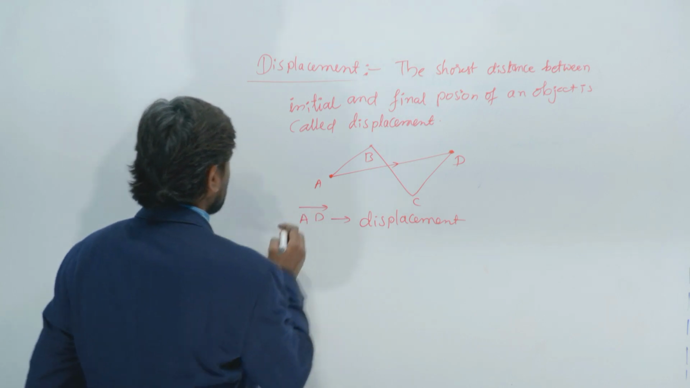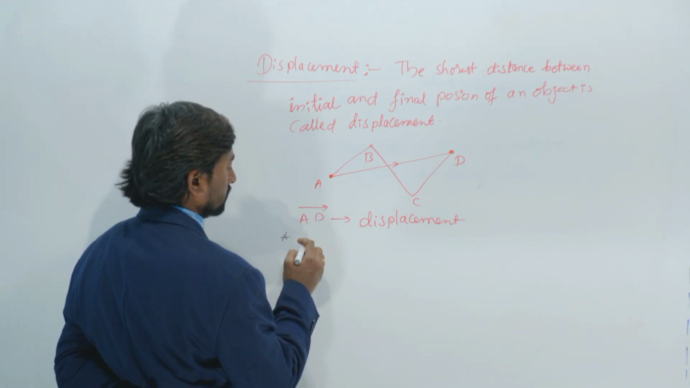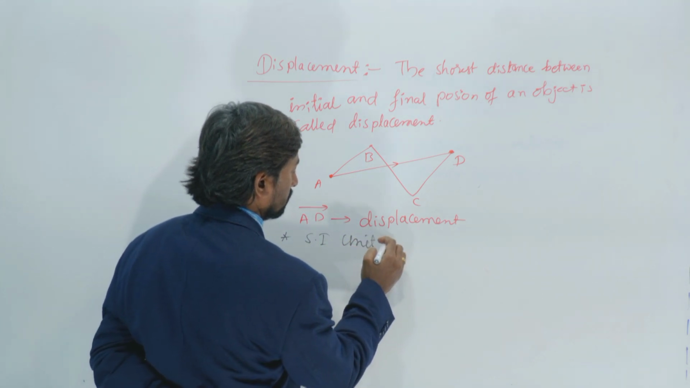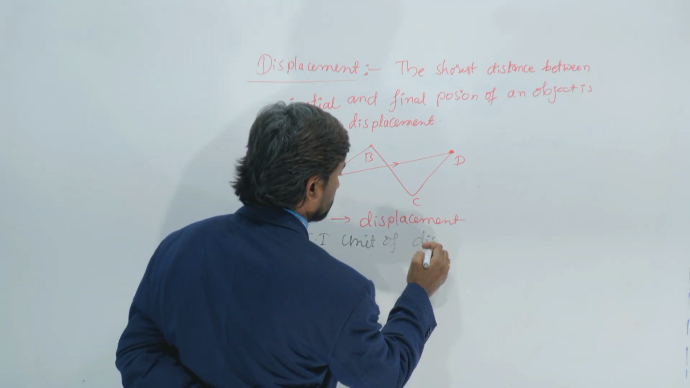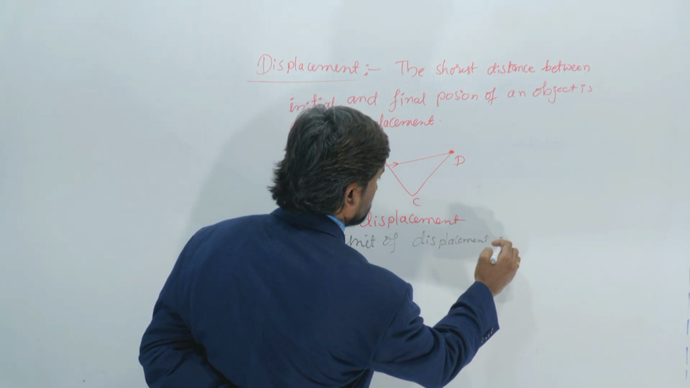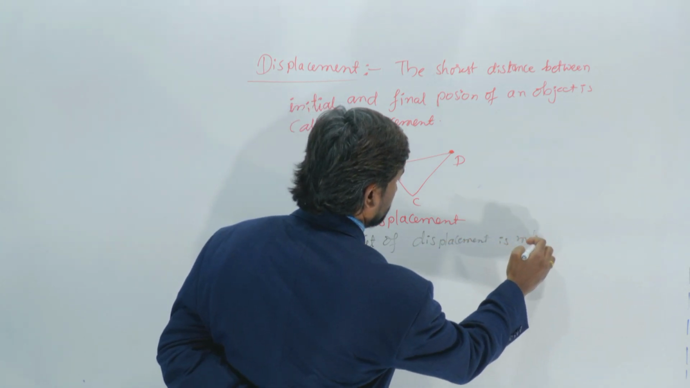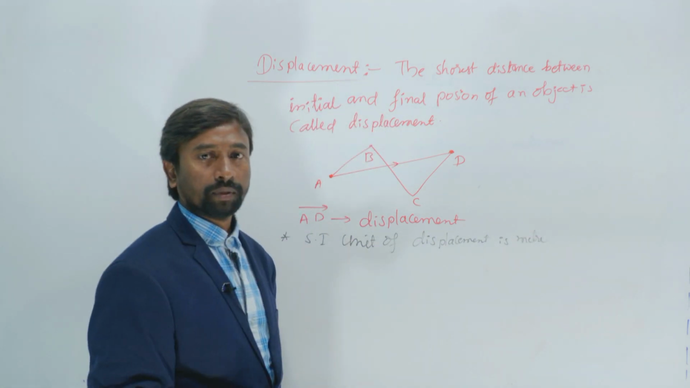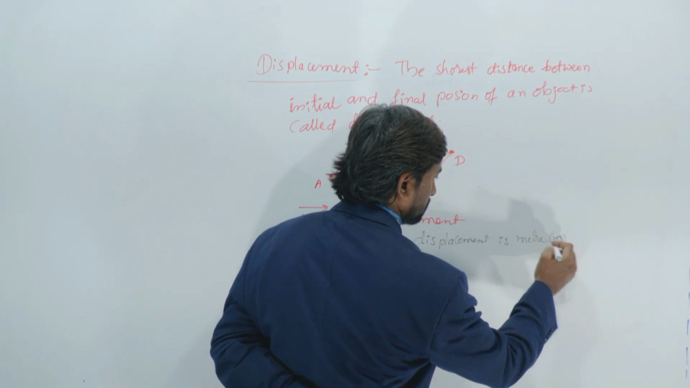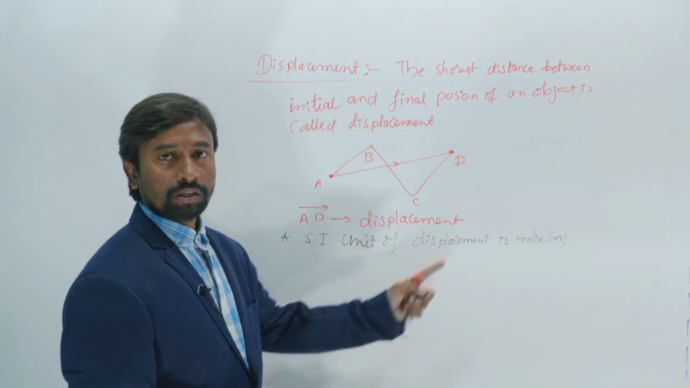This displacement will be measured in meters. So we can write here, SI unit of displacement is meters. The SI unit of displacement is also meters because it is a distance, the shortest distance. The symbol for the meter is small m.